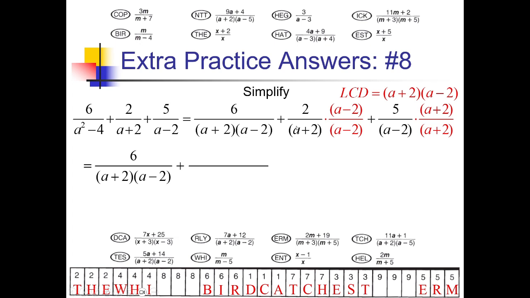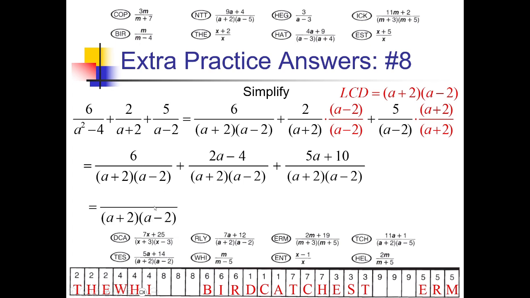Next fraction, distributing that 2, we've got a 2a minus 4 all over the LCD, a plus 2, a minus 2. Third fraction, we have 5a plus 10 all over the LCD. And at this point, it's time to combine like terms. So we've got an a plus 2, a minus 2 downstairs, and upstairs, let's see what we have.